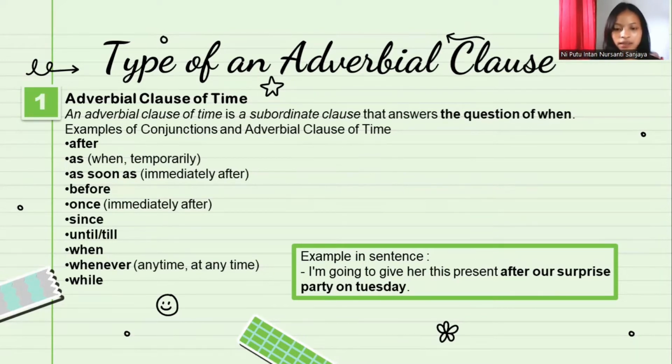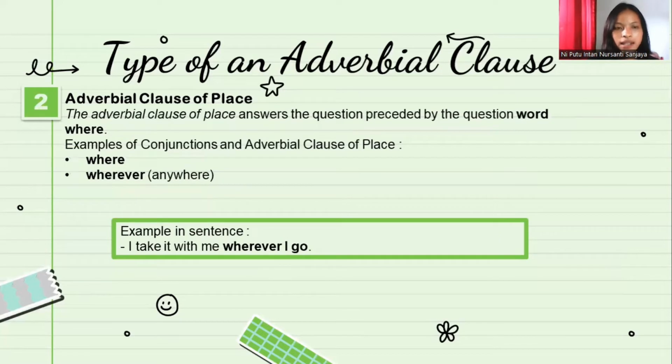Okay, right. The next is adverbial clause of place. The adverbial clause of place answers the question preceded by the question word where. An example of conjunction and adverbial clause of place, you can look at my screen, and the example in the sentence, you can look at my screen too.